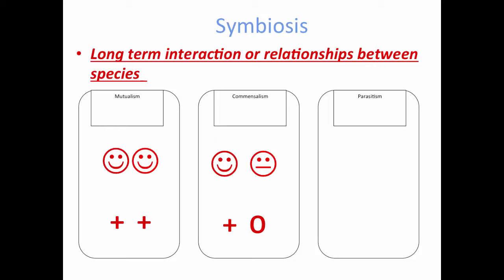We'll think about what that word sounds like. Kind of sounds like a parasite. And we know that parasites tend to be bad for us. So parasitism is when one organism benefits and the other one is harmed in some way.